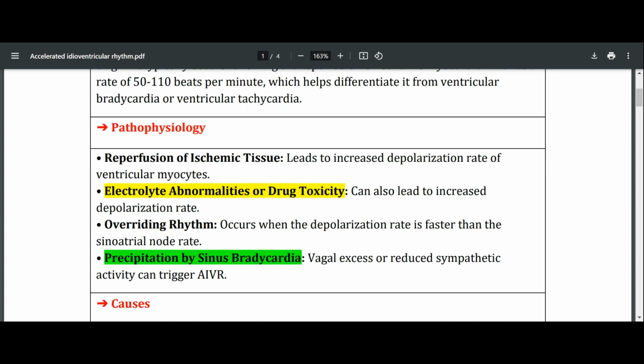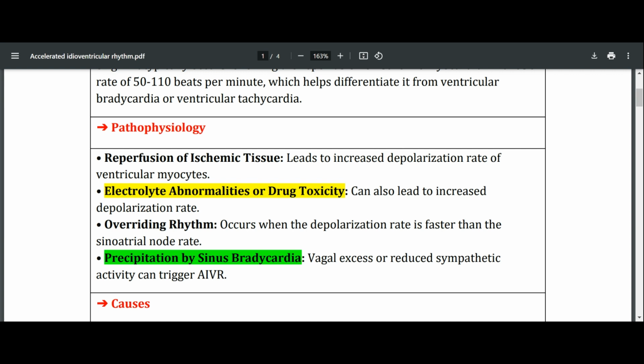What is the pathophysiology behind this ectopic rhythm? The most common cause is reperfusion after MI, which leads to an increased depolarization rate of ventricular myocytes. There are also some electrolyte abnormalities and drug toxicities, like cocaine toxicity or digoxin toxicity, which can also lead to increased depolarization rate of ventricular myocytes.